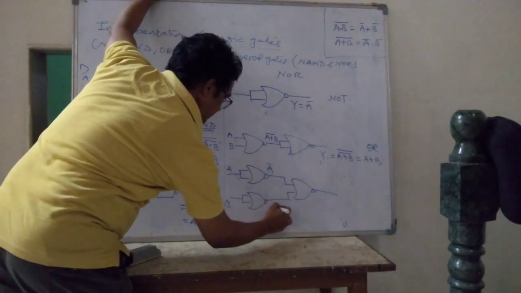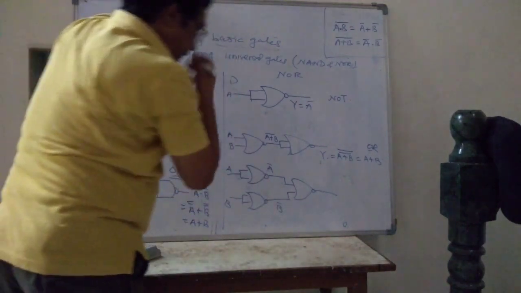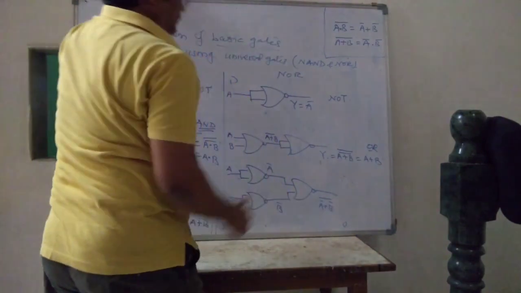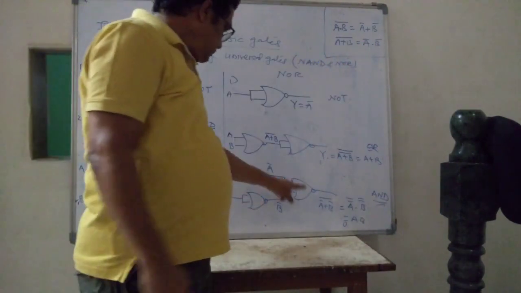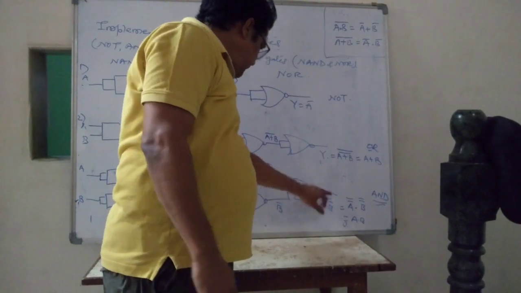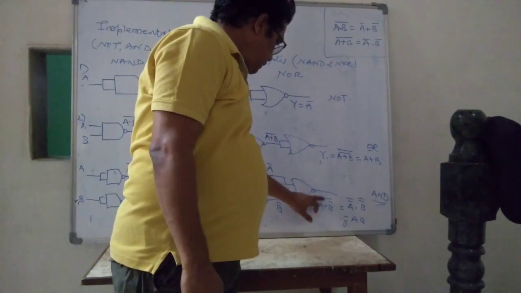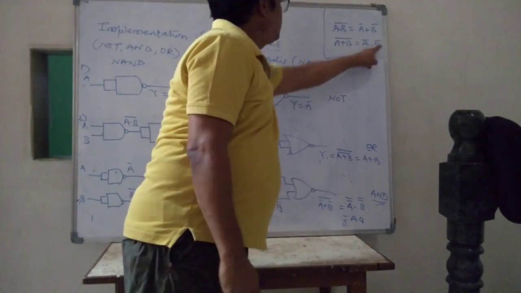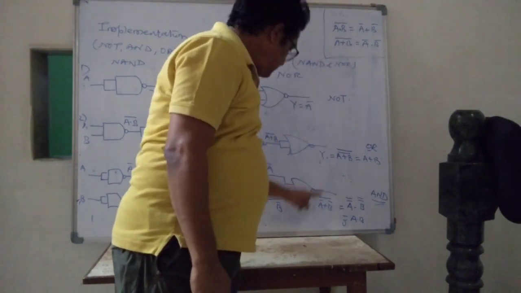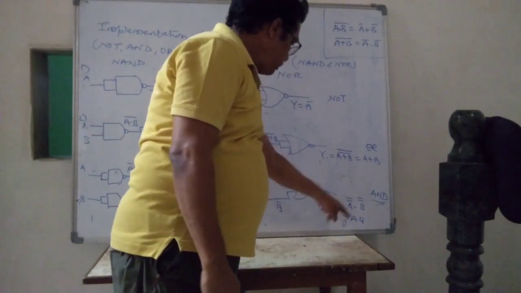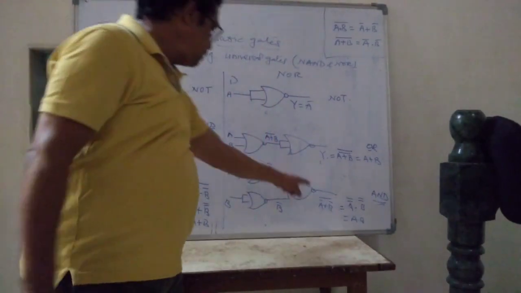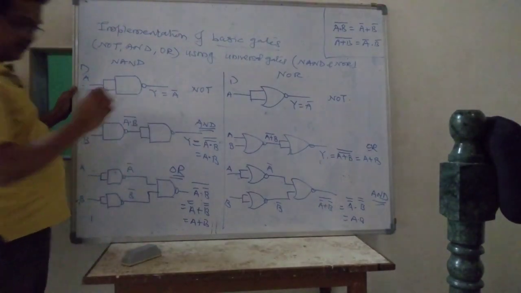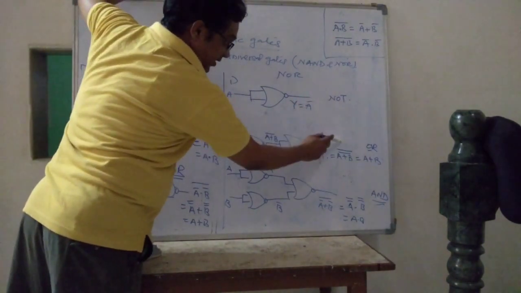Here it will be A bar, here it will be B bar. The output of a NOR is the complement of the addition. The complement of the addition is the product. In place of A, here it is A bar. In place of B, here it is B bar, their complement. So the product A bar dot B bar, that is A double bar dot B double bar, which is A dot B. Using NOR gates, I have obtained the output of an AND gate. So using NAND gates, I have obtained the output of NOT, AND, and OR gates. Using NOR gates, I have obtained the output of NOT, OR, and AND gates.